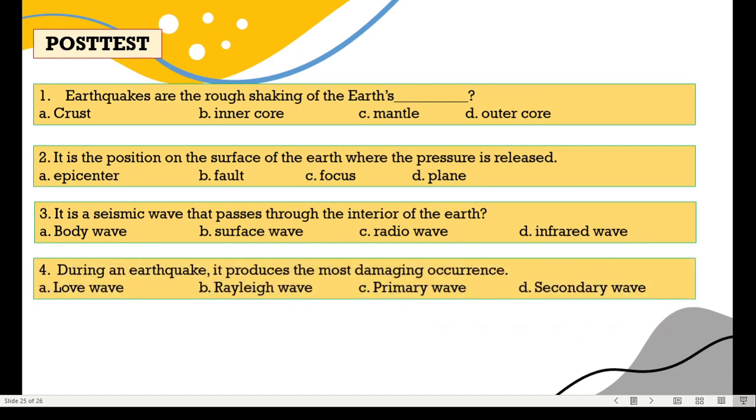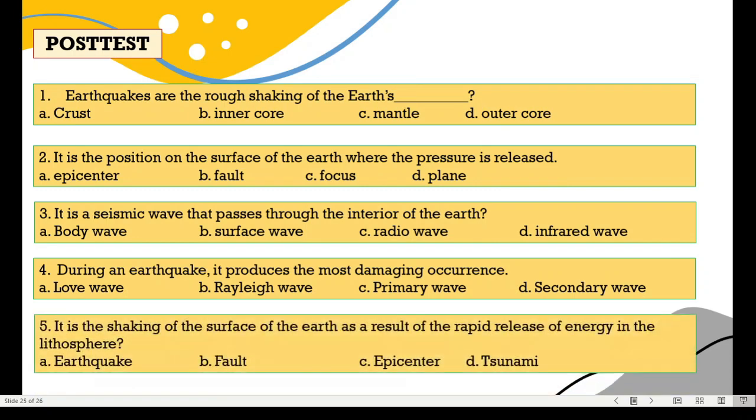4. During an earthquake, it produces the most damaging occurrence. A, love wave. B, Rayleigh wave. C, primary wave. D, secondary wave. Number 5. It is the shaking of the Earth's surface as a result of the rapid release of energy in the lithosphere. A, earthquake. B, fault. C, epicenter. And D, tsunami.